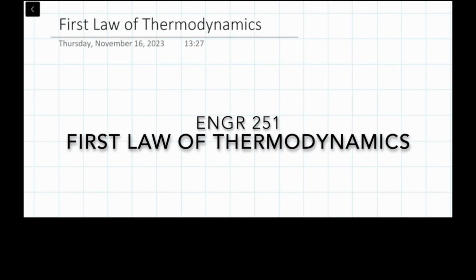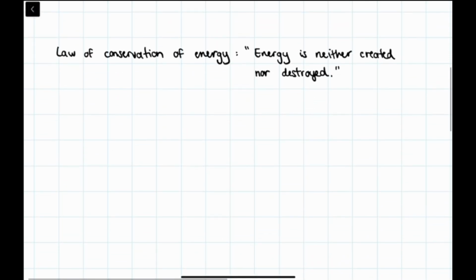The first law of thermodynamics is based on the law of conservation of energy, which says that energy is neither created nor destroyed, it can only be transformed. Now we can represent this saying by the following formula. So our delta E is the change in energy, Q is the heat, and W is the work done to the system.